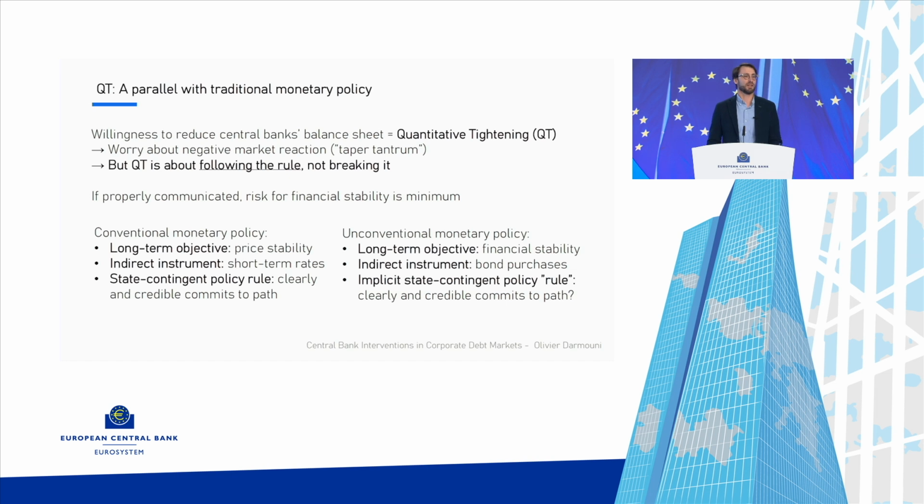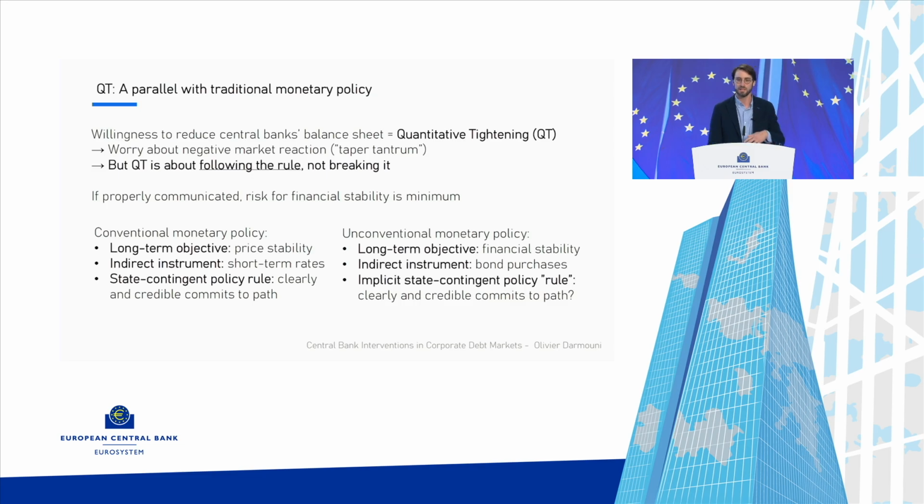I think that is not necessarily the case. And I think the evidence supports that overall. I think by now we understand that asset purchase programs are counter-cyclical policy. And so when you scale them down in good times, you're following the rule. You're not breaking it. I think if you can communicate this clearly, the risk for financial stability is actually minimal. Okay?